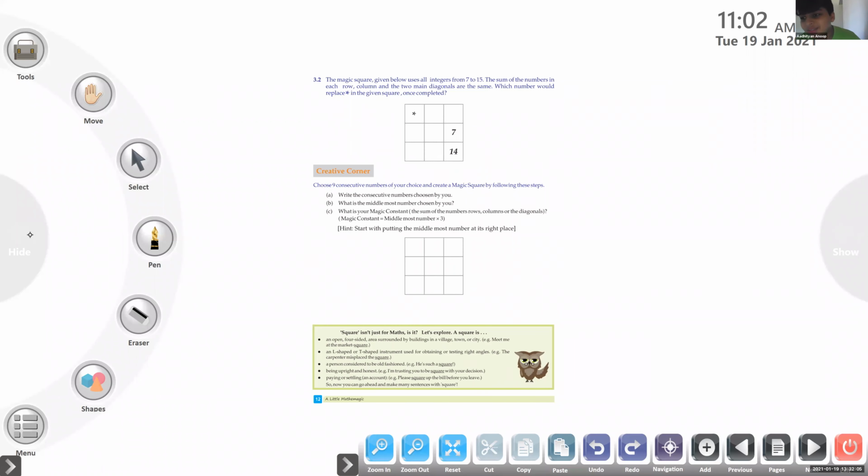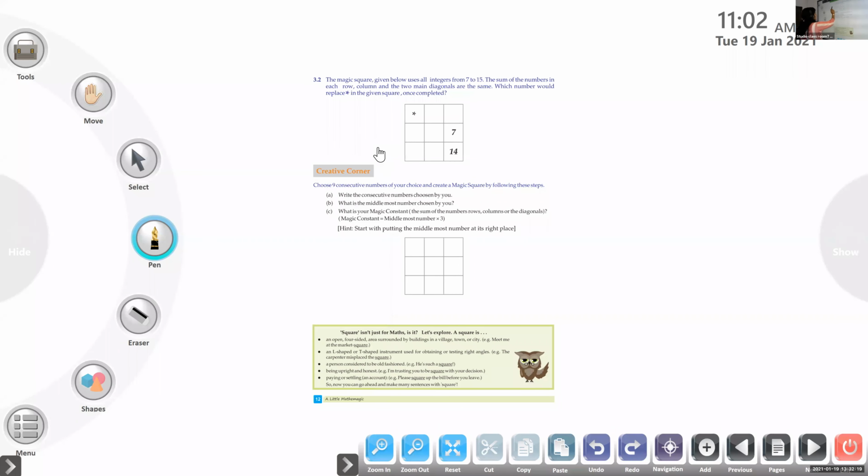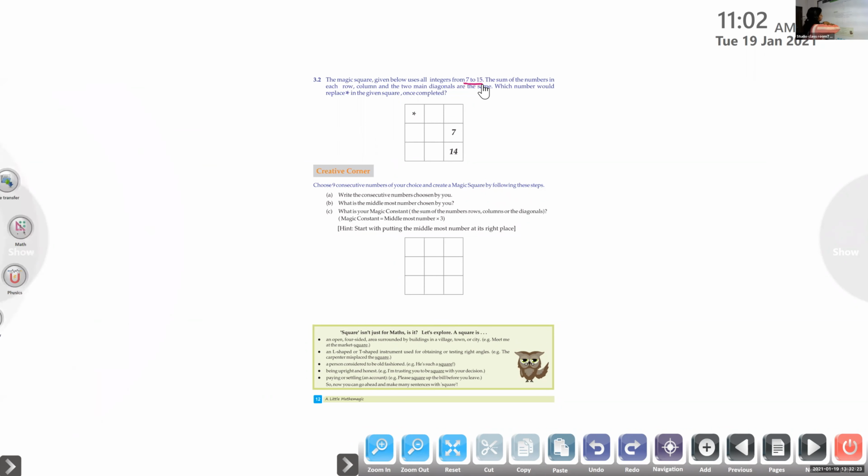Okay. Ma'am, it is very simple. Just to see this magic square, just to read this, before explaining, you can read it. Okay, listen. The magic square given below uses all numbers from 7 to 15. The sum of the numbers in each row, column, two diagonals remain same. Which number would you replace star in the given square once completed?